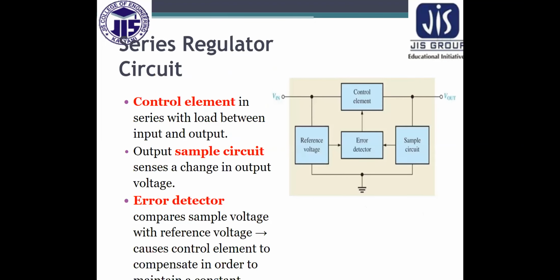This is the basic block diagram of a series regulator. I suggest you draw the diagram. Control element in series with load between input and output. Output sample circuit senses a change in output. Error detector compares the sample voltage with the reference voltage and causes the control element to compensate in order to maintain a constant voltage.